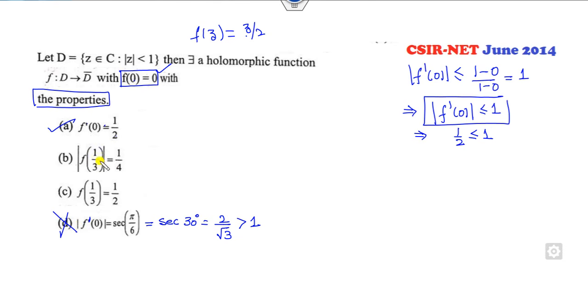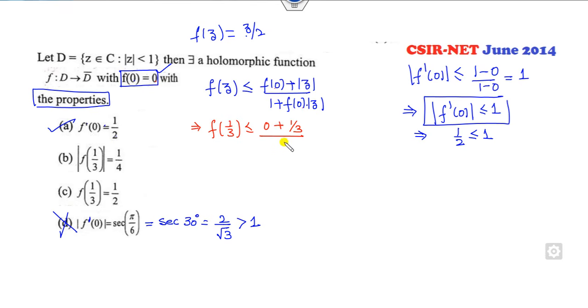Now look at this one. So it is 1 by 3, but it is not given whether 1 over 3 is given to you. It is not given. But f of 0 is given. Then I can apply this property, f of 0 plus 1 plus f0 into this. So what is my f of 1 over 3? F of 0 is 0 plus 1 over 3. This is 0. So it should be less than 1 over 3.